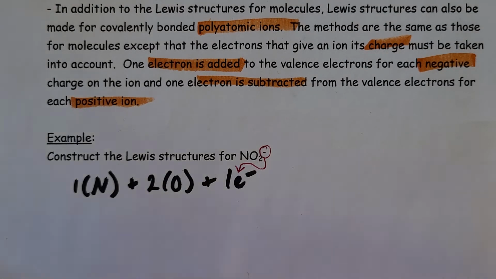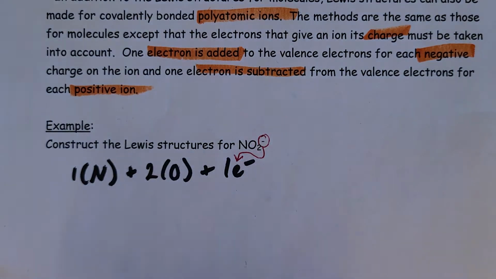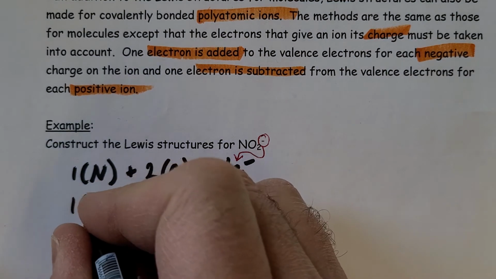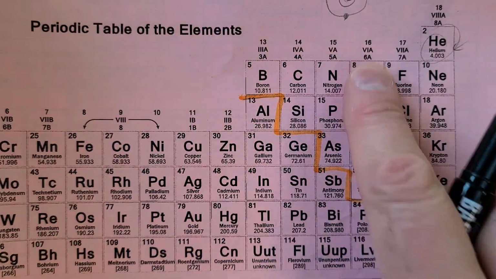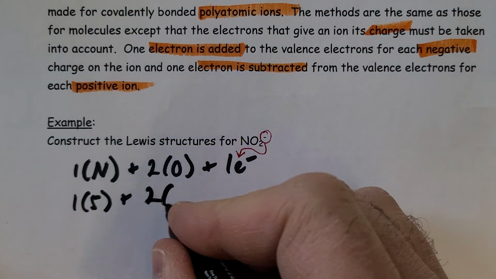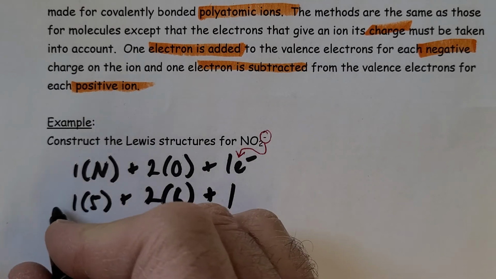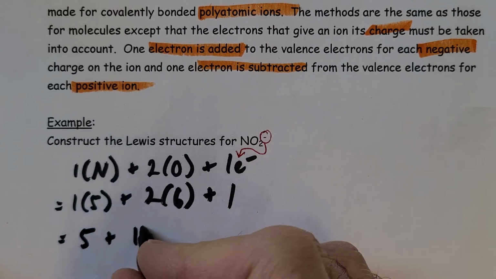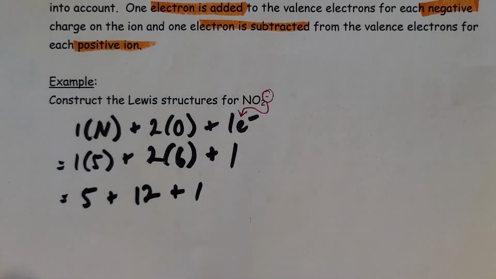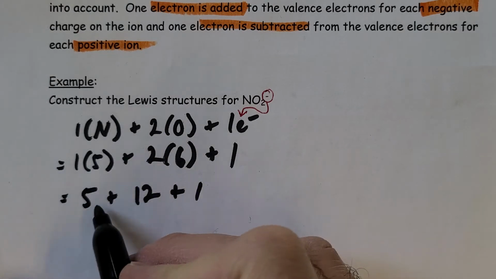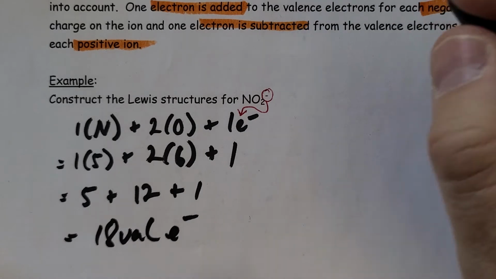Now, if you look at the group numbers for each of these, nitrogen is in group 5, so it has 5 valence electrons. And oxygen, of course, we know that one by now. It's group 6, so we have 6 valence electrons. But then we have this extra one right here on the end. So here we have 5, and you can see why we need that extra one, because we end up with an odd number here, right? So we have to have 1 extra one added to make it an even number. So 17, 18 valence electrons we have.